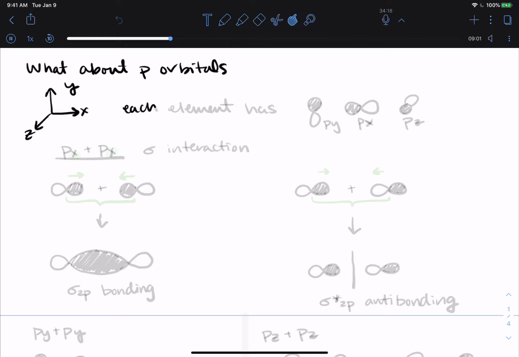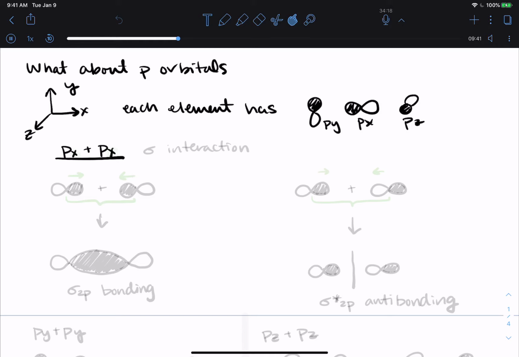So let's just summarize. Each element has, right, this is my py, px, and pz. So my combinations, if I do a px plus a px, I'm putting in 2 orbitals. I better get 2 molecular orbitals out. It will be just like we did for the s. I'll have a combination in phase and a combination out of phase.